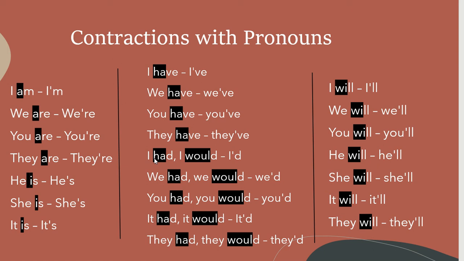Okay, so I had will become I'd because we have removed HA. We had, you had, it had, they had. Now the next is would. In case of would, we remove W-O-U-L. We remove everything, we just keep D. Okay, so I would also looks like this. We would, you would, it would, they would.